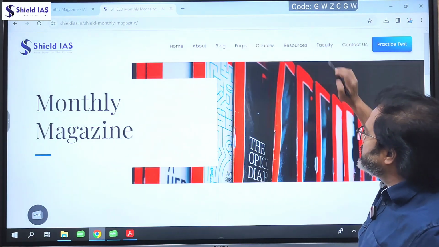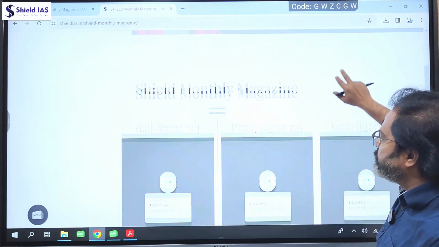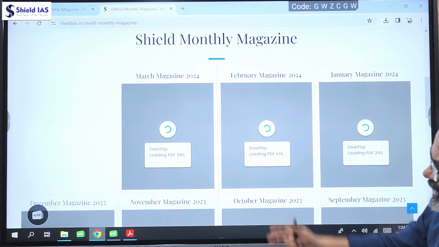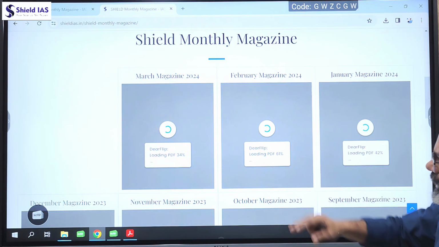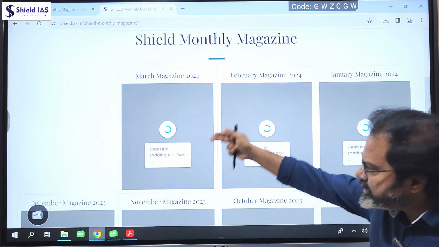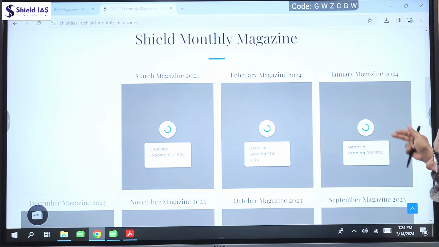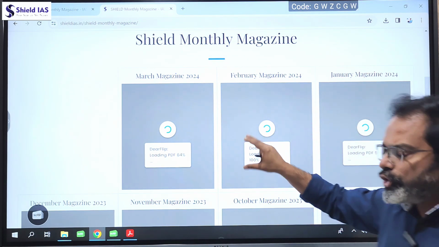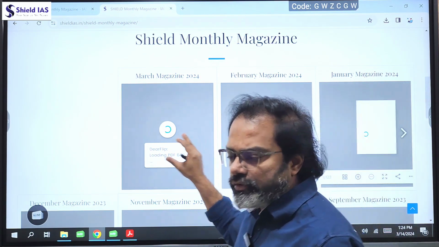Now, in the Shield monthly magazine, all those PDFs will be loaded. That means you can get access to the current month magazine and also the previous month magazine. This is the way you are going to download the PDF of the magazine.